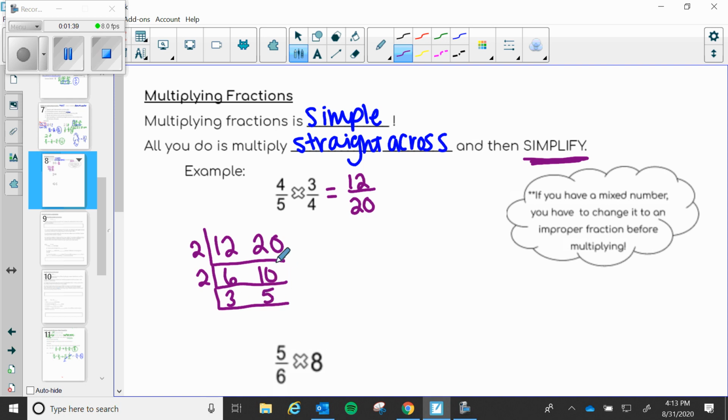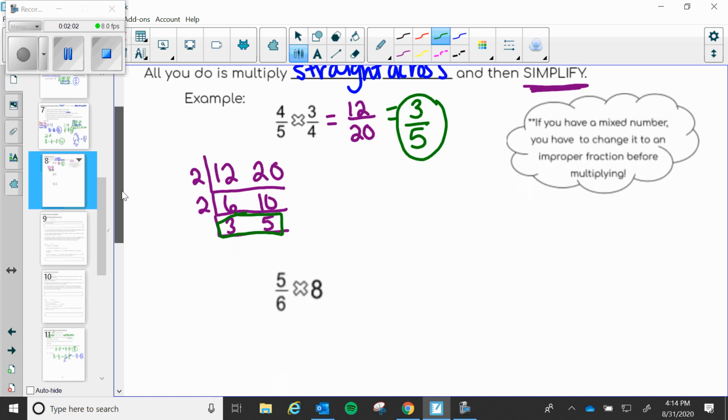Now the super cool thing about simplifying with GCF is that that's pretty much all you have to do, and then you get your answer. Whatever is in this bottom rung of the ladder now turns into your simplified fraction, which is 3/5. And that's your answer.